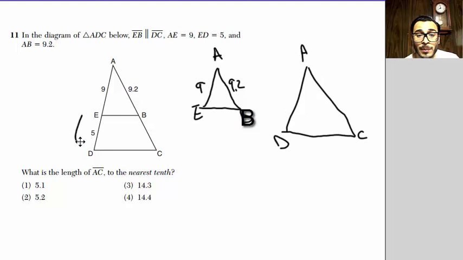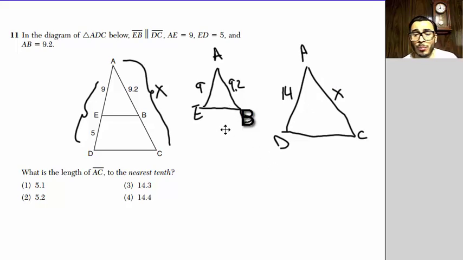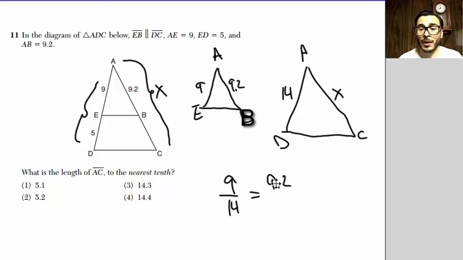And AD is going to be the sum of 9 and 5, which is 14. And then AC, well, we can just call that X, since that's what we're looking for. So our one proportion that you can make, we could say 9 over 14 is equal to 9.2 over X. Remember, the corresponding sides should match in your proportion. So we're going to go ahead and cross multiply.